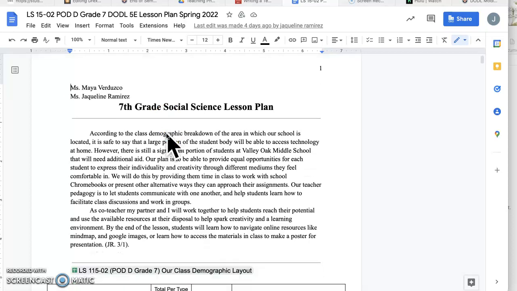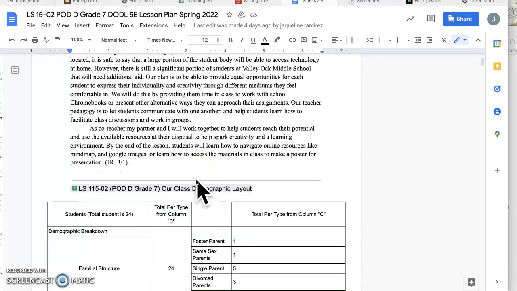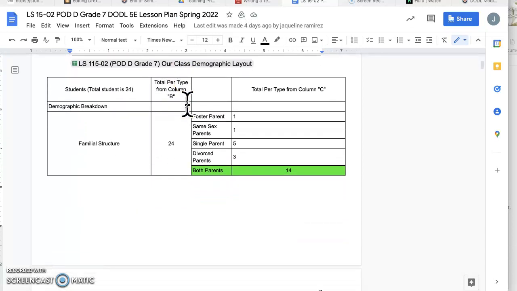This is the 7th grade social science lesson plan that my partner and I worked on. Here, it's just the information that we had and, as educators, what we planned on teaching our students. This is our class demographic layout.